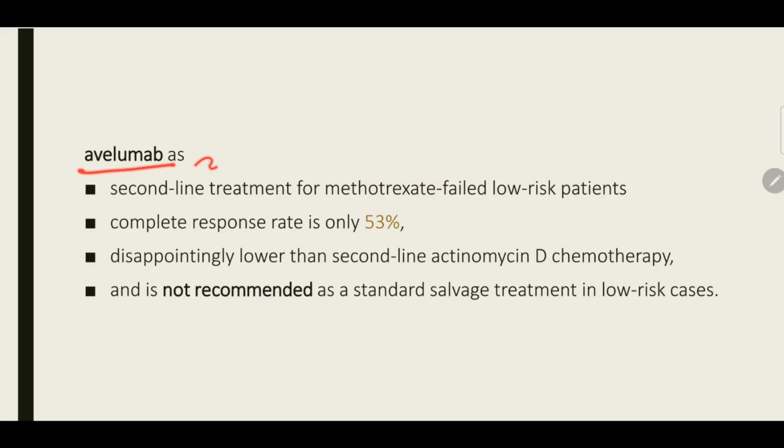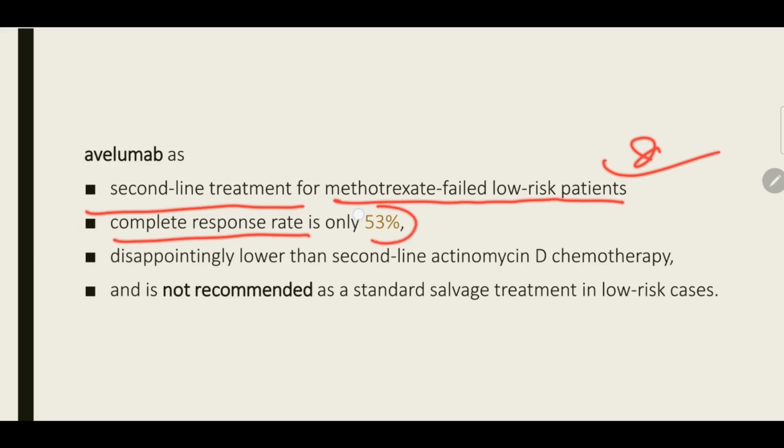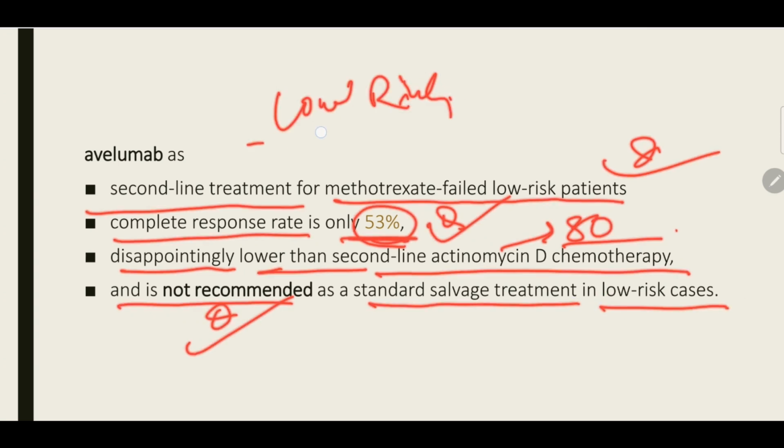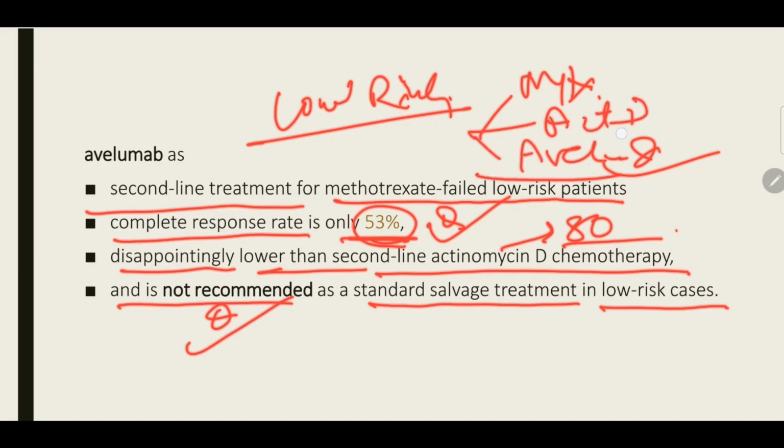Another is avelumab as a second line treatment for methotrexate failed low risk patients. Complete response rate is only 53%, which is less than methotrexate, disappointingly lower than second line actinomycin D chemotherapy. In actinomycin D it is around 80%, and avelumab is not recommended as a standard salvage treatment in low risk cases. In low risk cases you can give methotrexate, you can give actinomycin D or avelumab, but avelumab is not the preferred one.